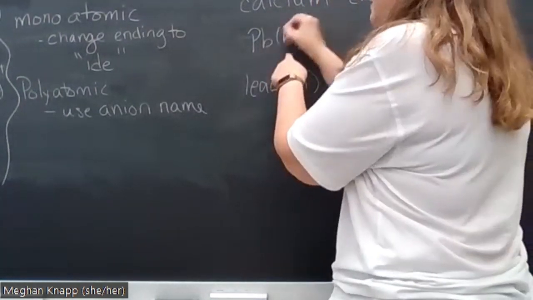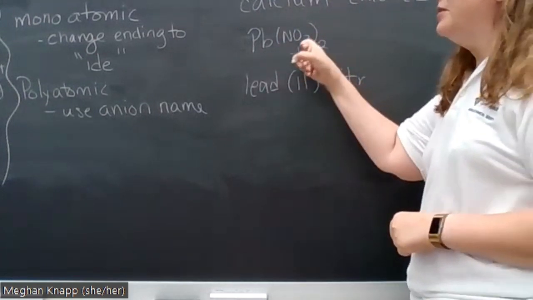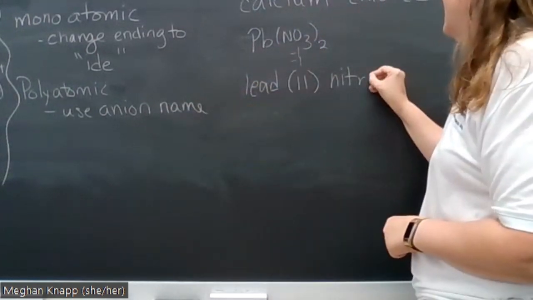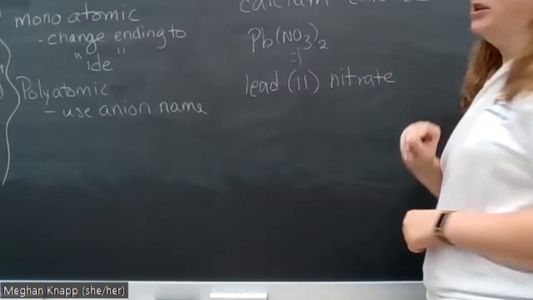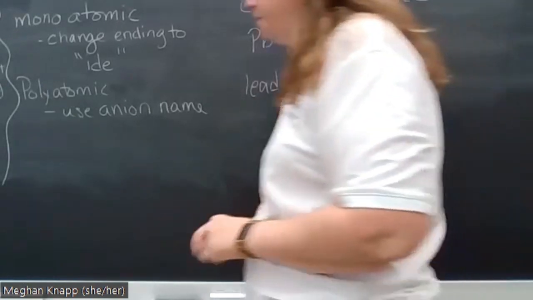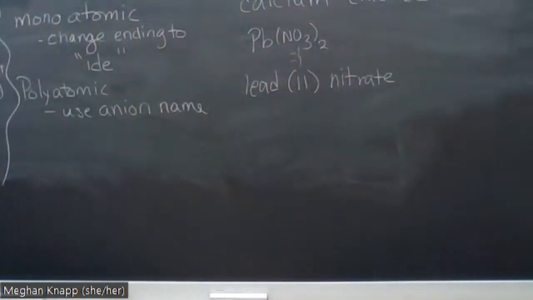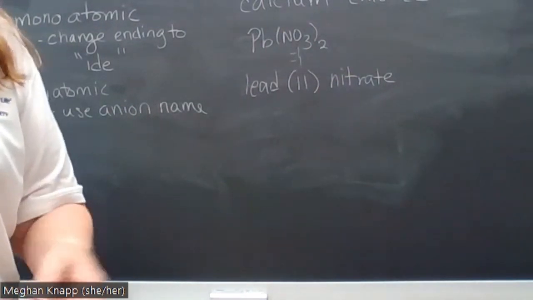And then because this is a polyatomic ion, there's more than one element there. We're just going to use that anion name, nitrate. Okay. Let's do one more example.